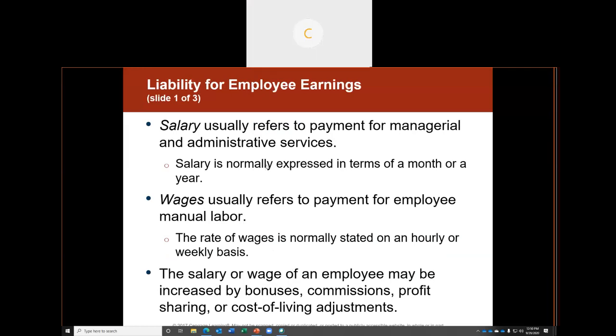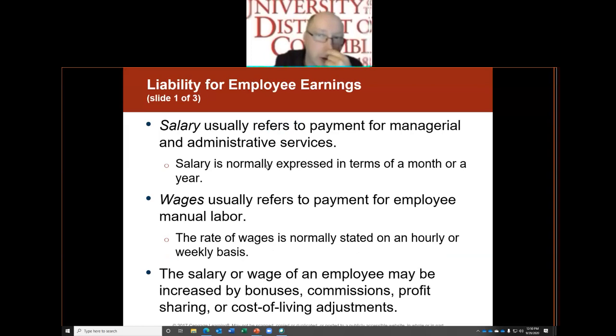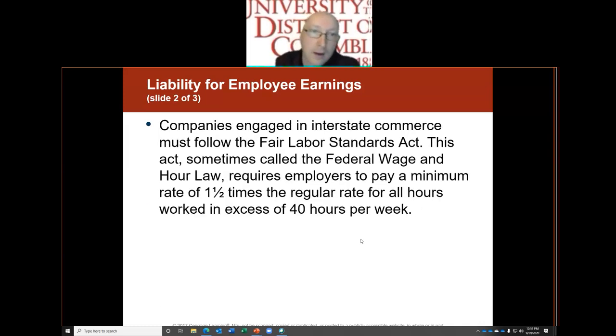So let's talk a little bit more about wages. Salary is something that is usually a fixed amount over a year or over a month, and the employee receives that same amount every single month. Wages refer to hourly employees that work on an hourly basis, and they get paid on an hourly basis. And of course, sometimes there's bonuses and fancy stuff like that.